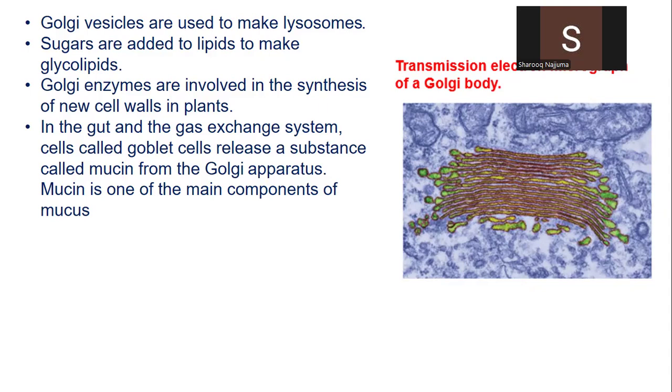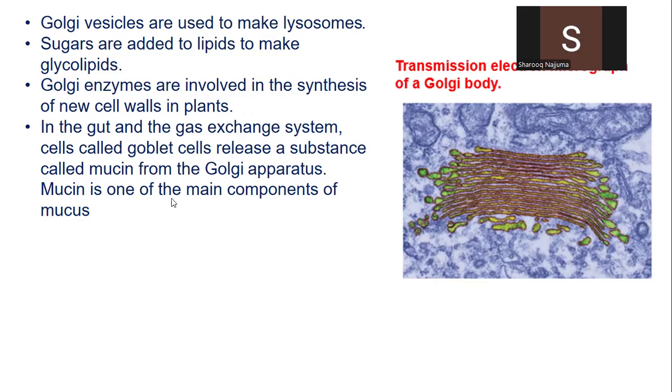Golgi enzymes in plants are involved in synthesis of new cell walls in a plant. Remember how cell walls are very important in a plant cell. So Golgi enzymes are involved in synthesis of new cell walls in plant cells. Within our gas exchange system, the goblet cells release a substance called mucin. Mucin is used in making mucus.